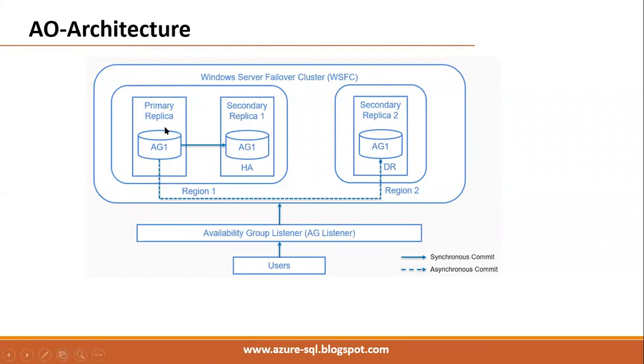So check it, these two machines must be in a Windows failover cluster. Two machines should be there in a Windows Server failover cluster. Remember, for Always On, the machines from where we are taking SQL Server should be in a Windows failover cluster.